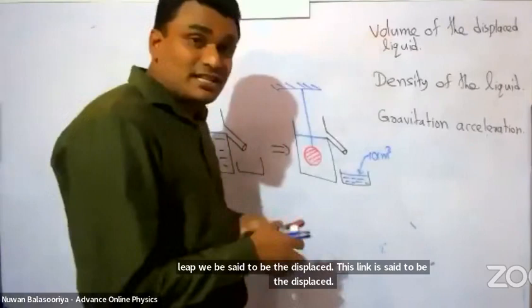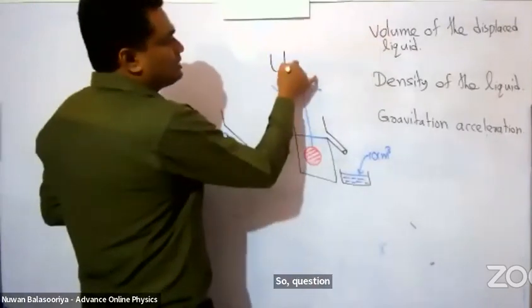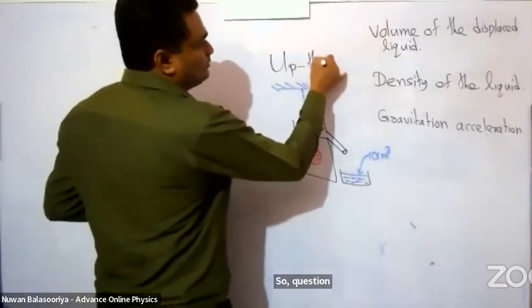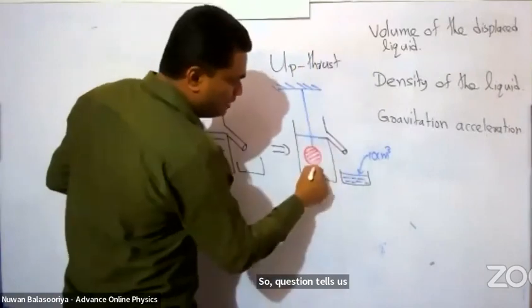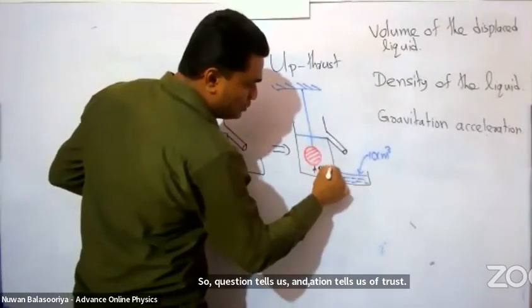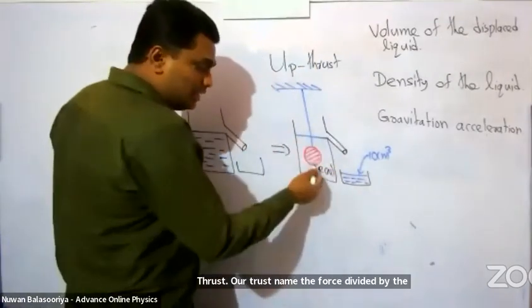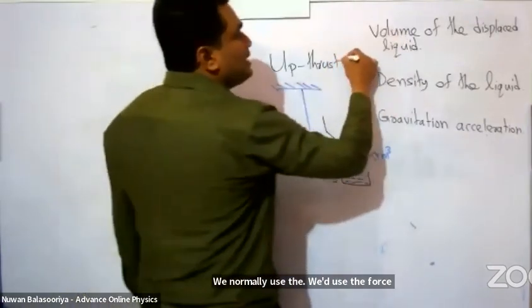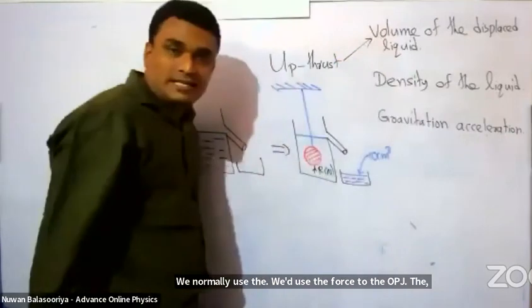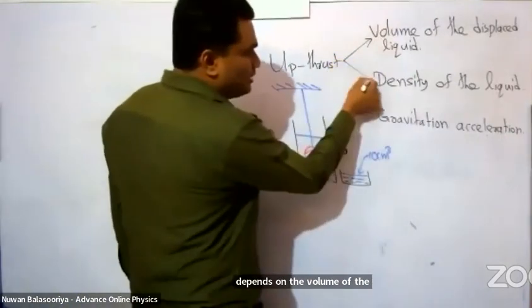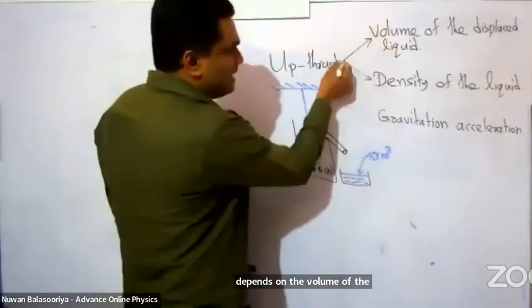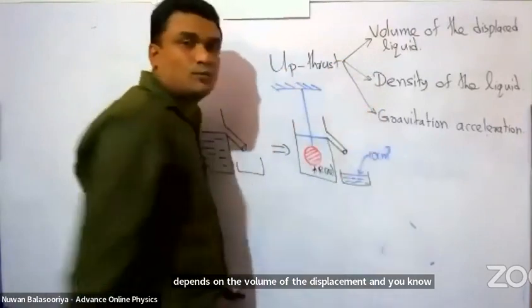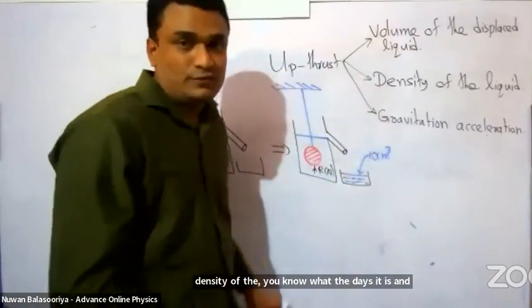So question tells us upthrust. Upthrust means the force given by the liquid. Normally we use the capital R. The liquid gives a force to the object. The upthrust depends on the volume of the displaced liquid. And you know density of the liquid, and gravitation acceleration of the earth.